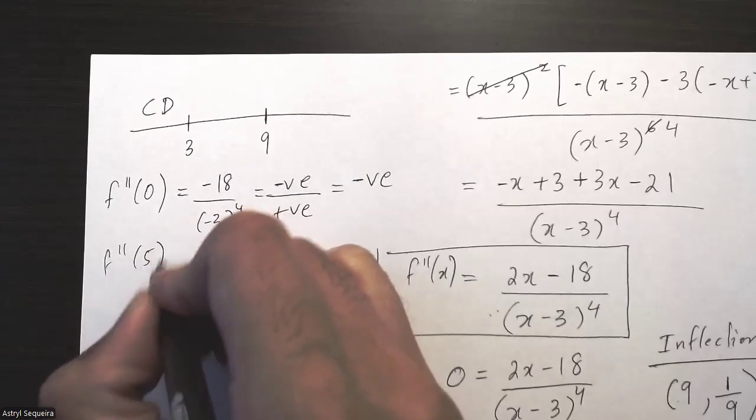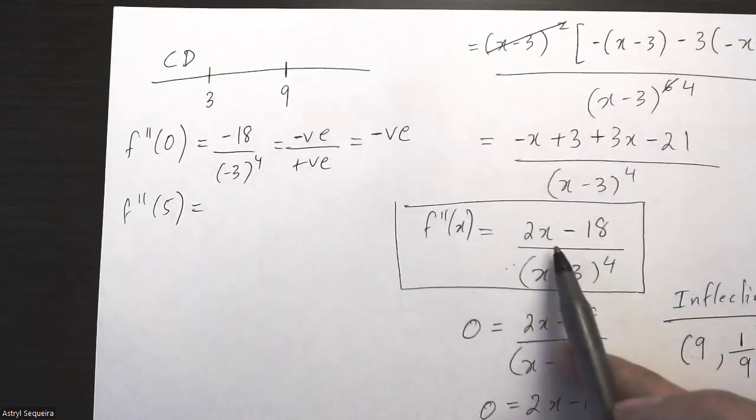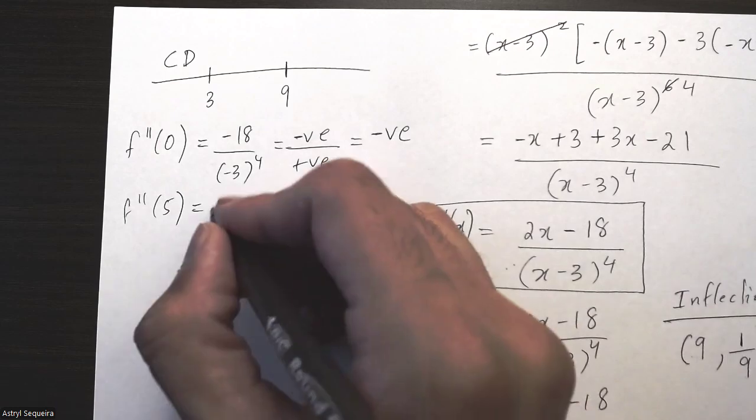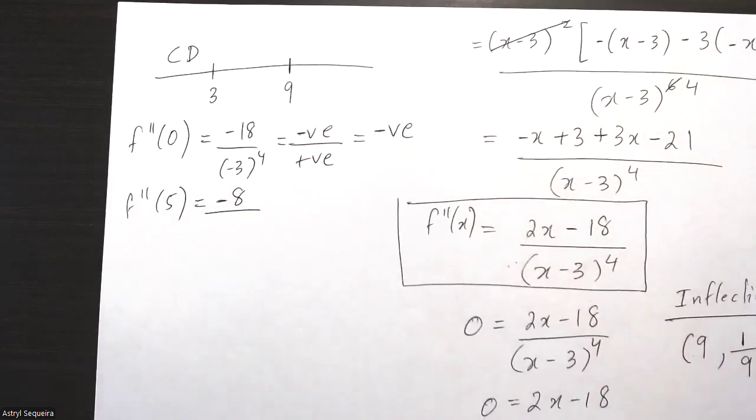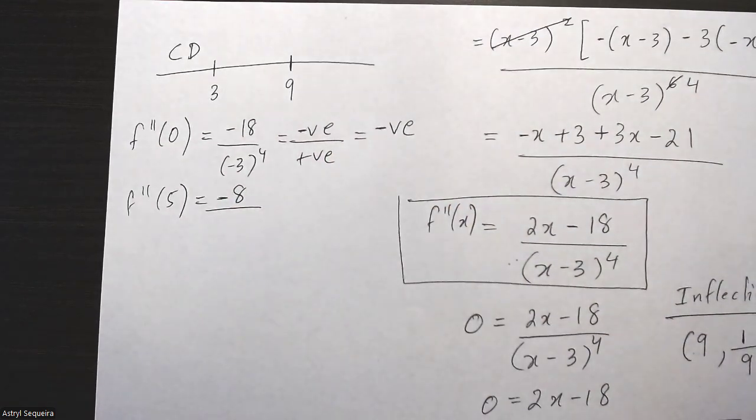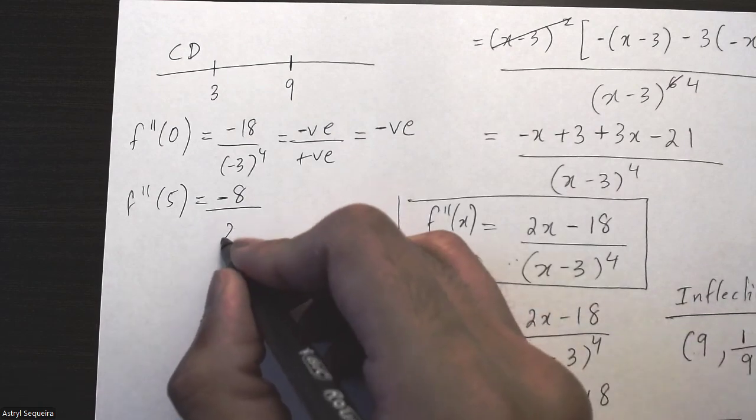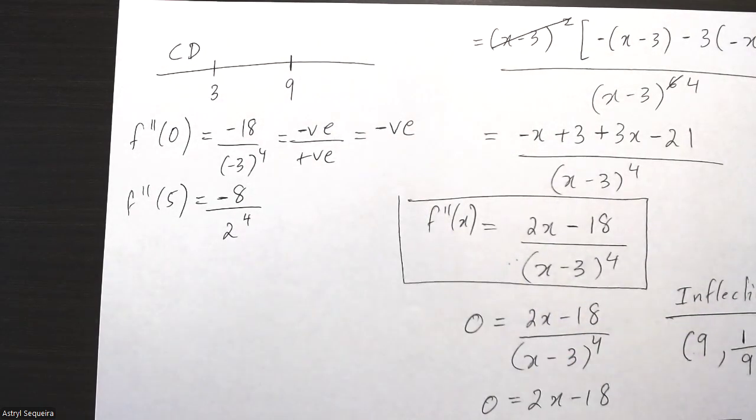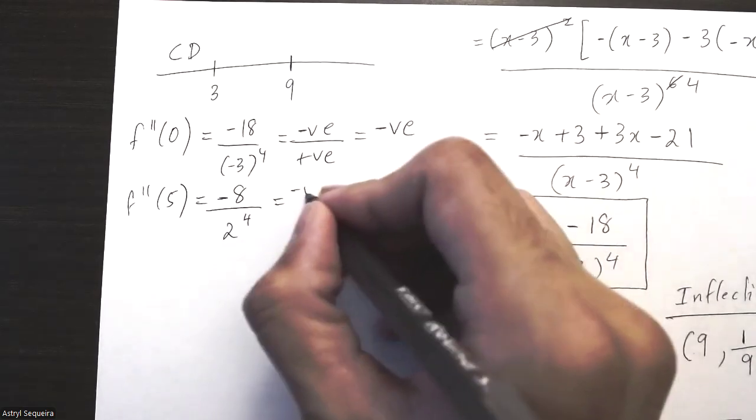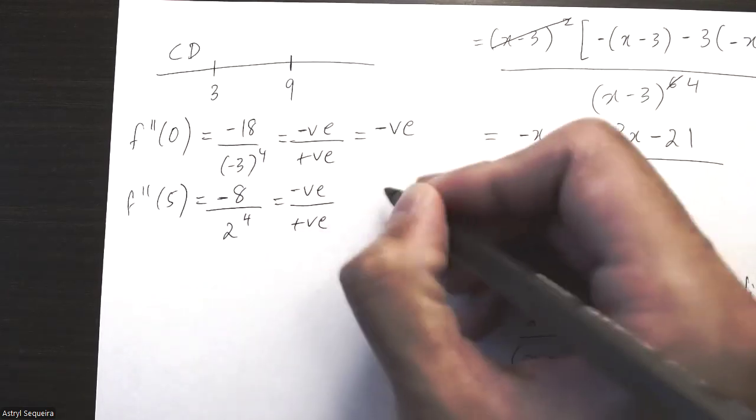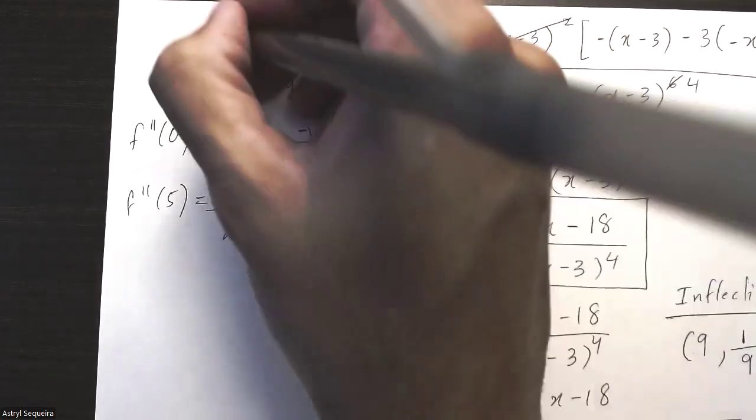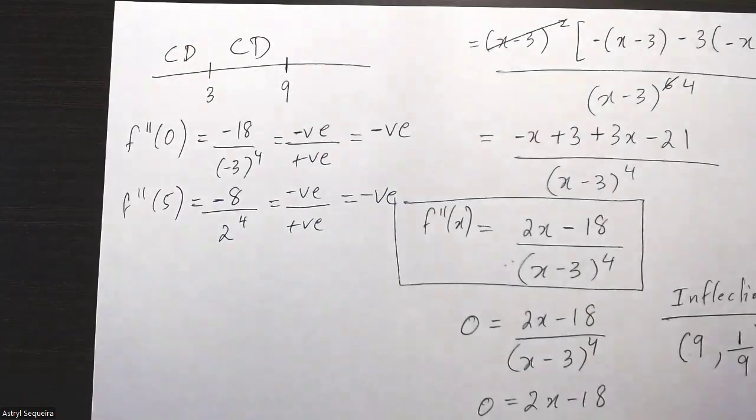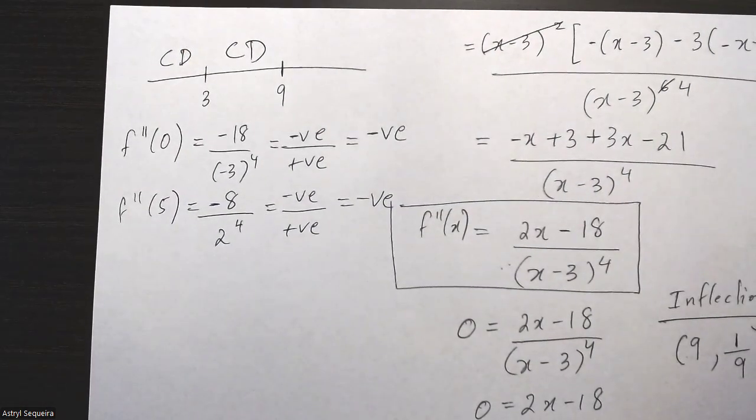I'll do f double prime of 5. 2 times 5 is 10. 10 minus 18, that's negative 8. The denominator is 2 to the power of 4, which is basically a negative over a positive, which is again a negative, which means that this again is concave down.